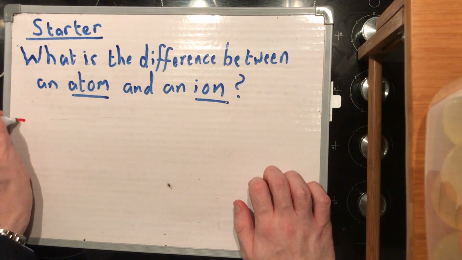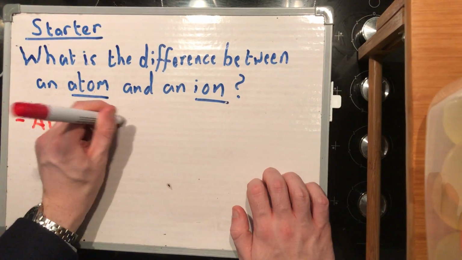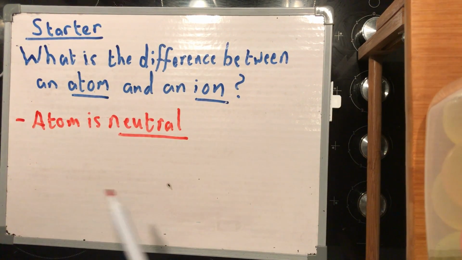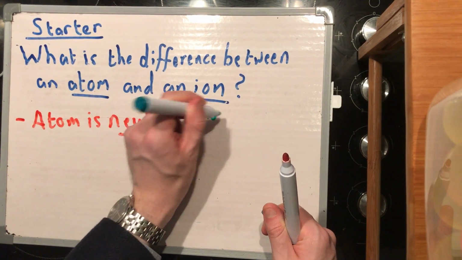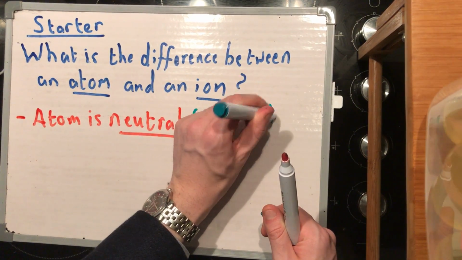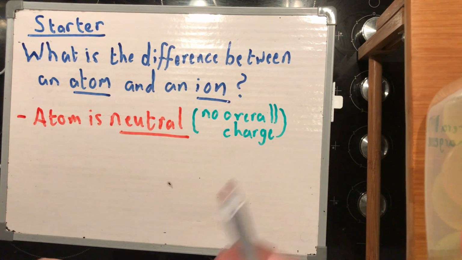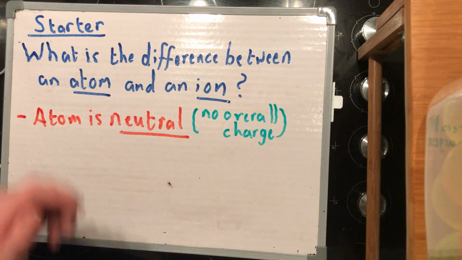So, in short, an atom is what we call neutral. What that means, which I'll write in another colour, as a longer form explanation, is it has no overall charge. Now, that's not to say an atom does not have any charges in it, because it does. However, all those charges cancel out and the overall charge of the atom is 0. Let me show you what I mean.